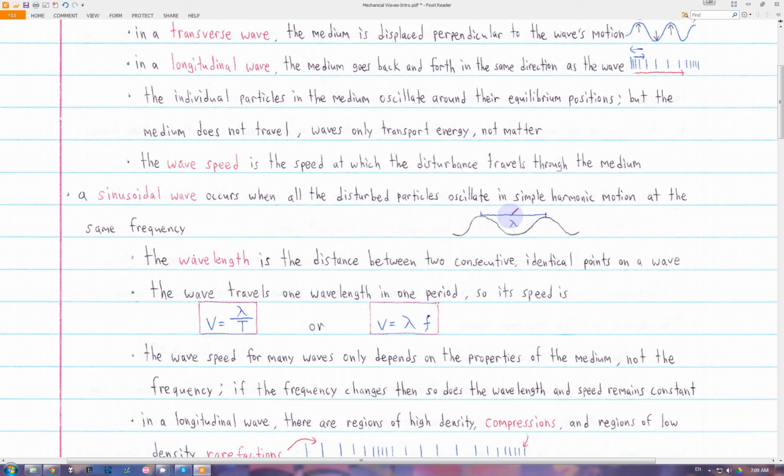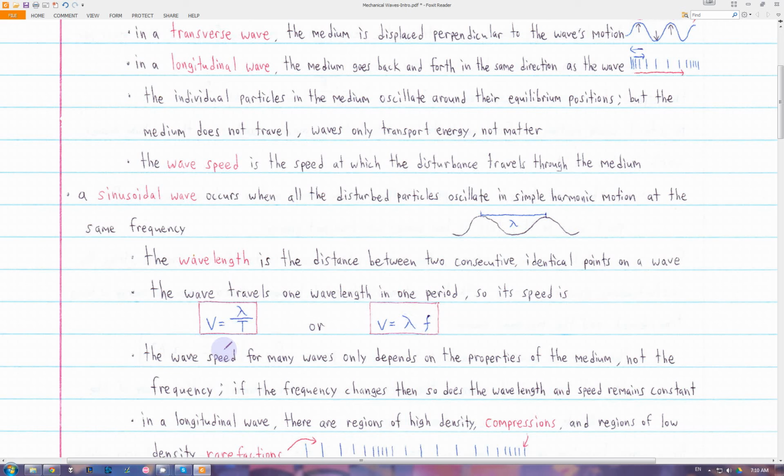So the wave speed is the distance over time, or the wavelength over the period. Or since the period is the reciprocal of the frequency, then the wave speed can also be written as the wavelength times the frequency.